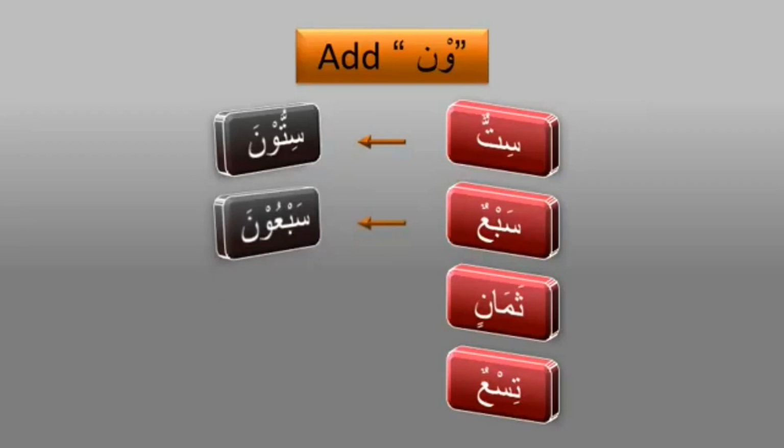So by using the formula and adding una at the end, we can get tens or asharat. Sittun, we added una at the end, we get sittuna. Sittun 6, sittuna 60. Sab'un, we added una, we get sab'una. So sab'un is 7 and sab'una is 70.